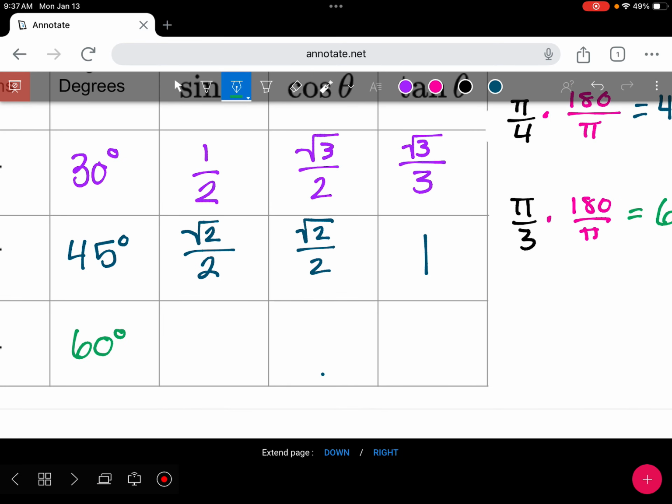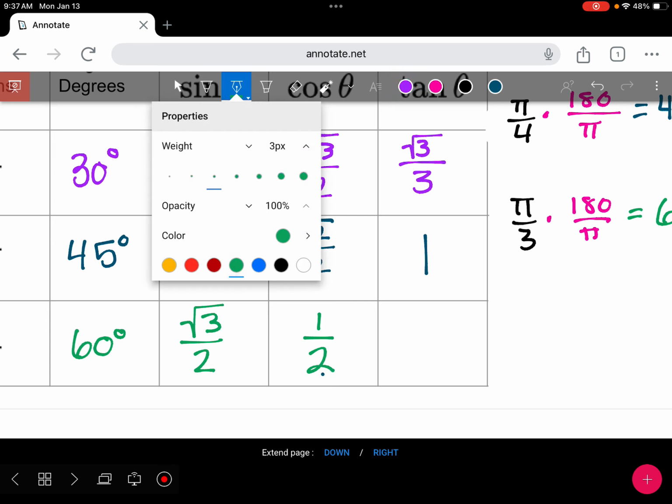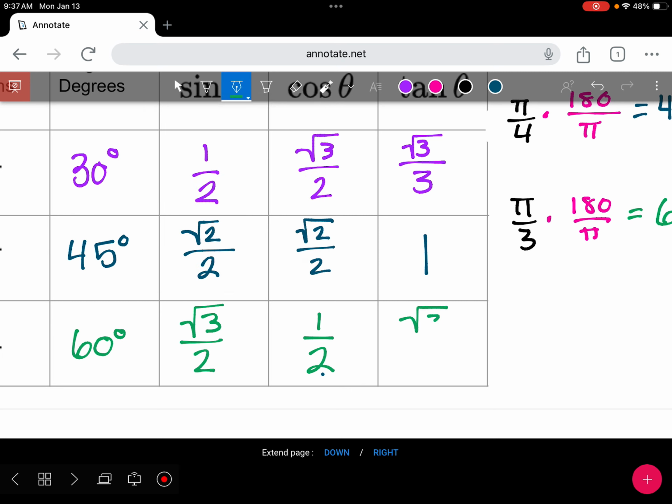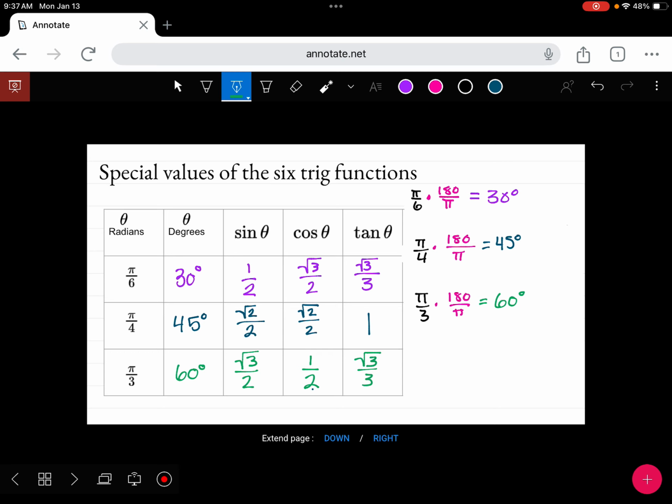So at 60 degrees, we had our square root of 3 over 2, our 1/2. And then our tangent is not the same as the one from 30 degrees, which was square root of 3 over 3. Oh, no, it was square root of 3. Sorry, I messed up. There we go. I marked it wrong and I had a Post-it note over the top.